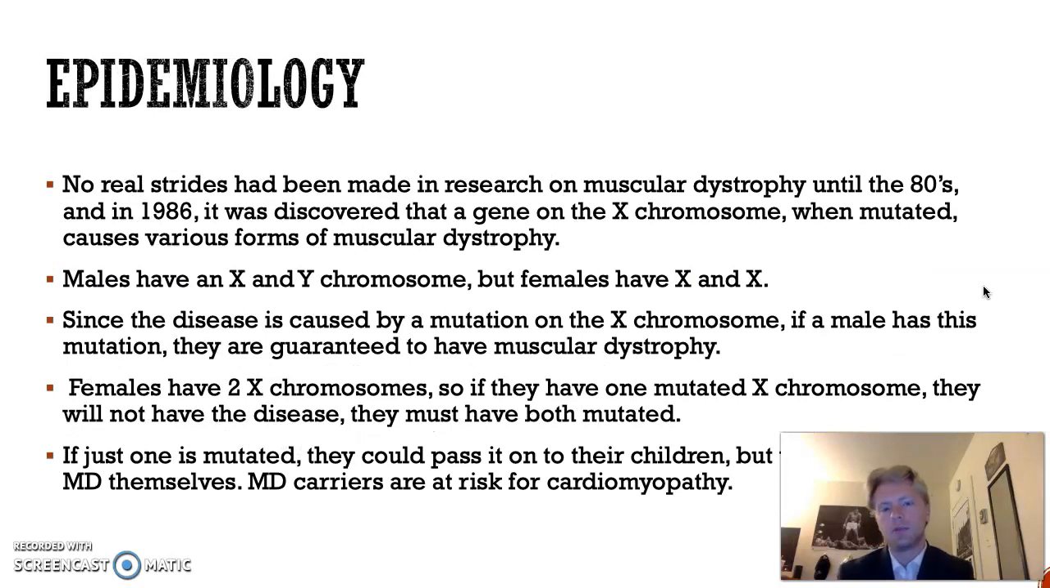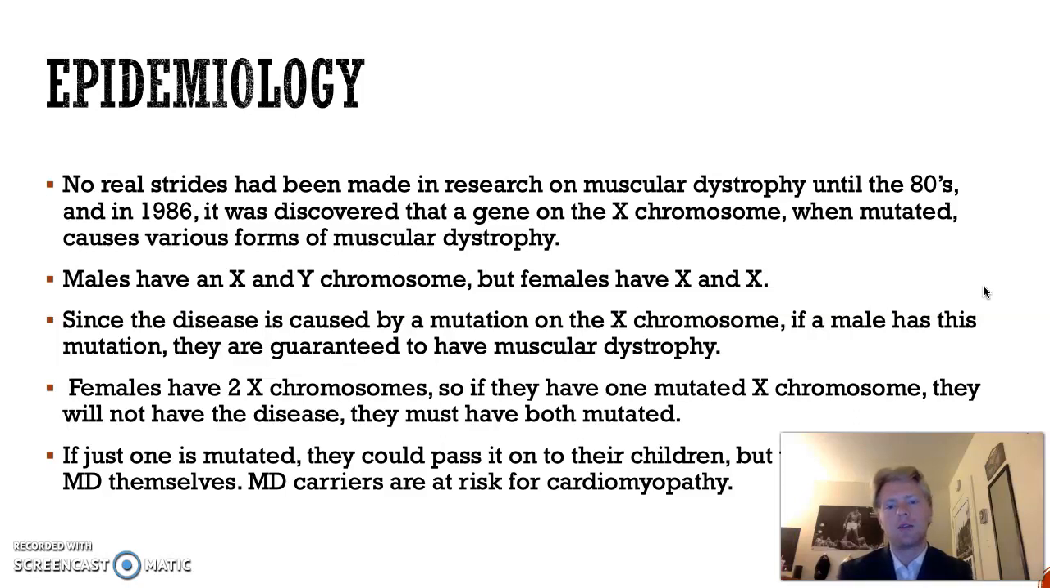So just going into some more details, there haven't really been many strides made in research on the muscular dystrophy front until the 80s, and then in 1986 they actually discovered that muscular dystrophy was carried on the X chromosome, and when it's mutated it causes various different forms. So just a history of how you can get it and some details.